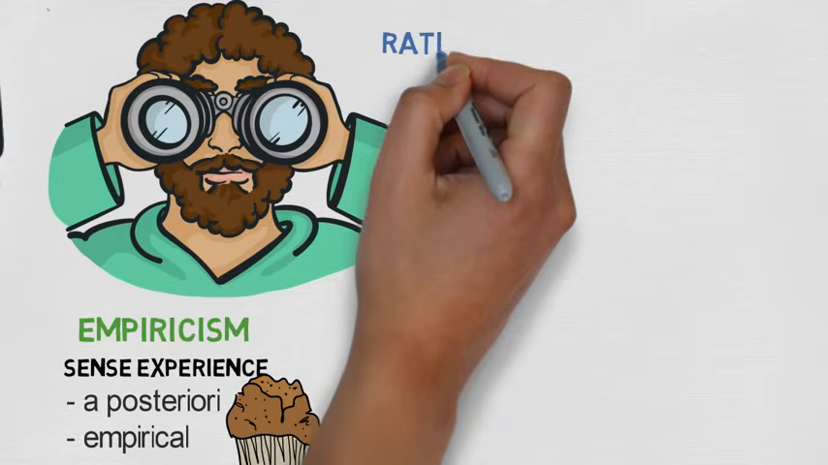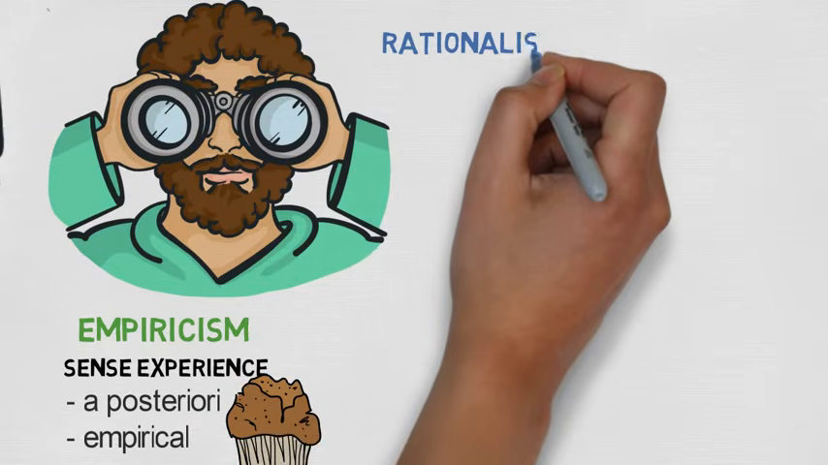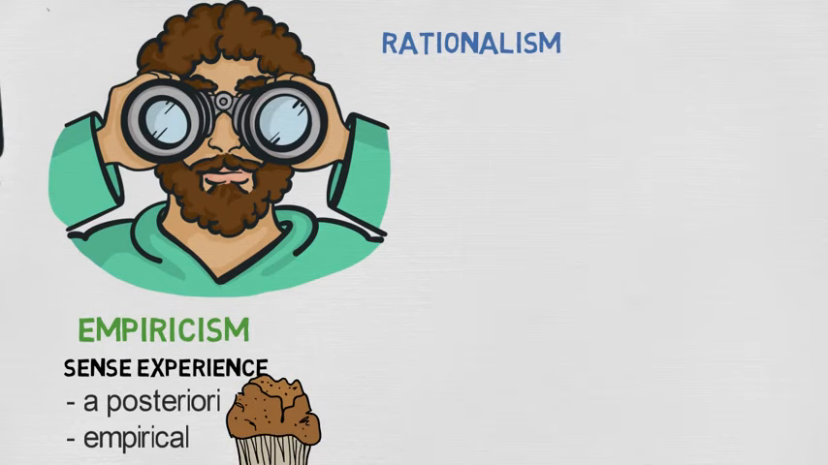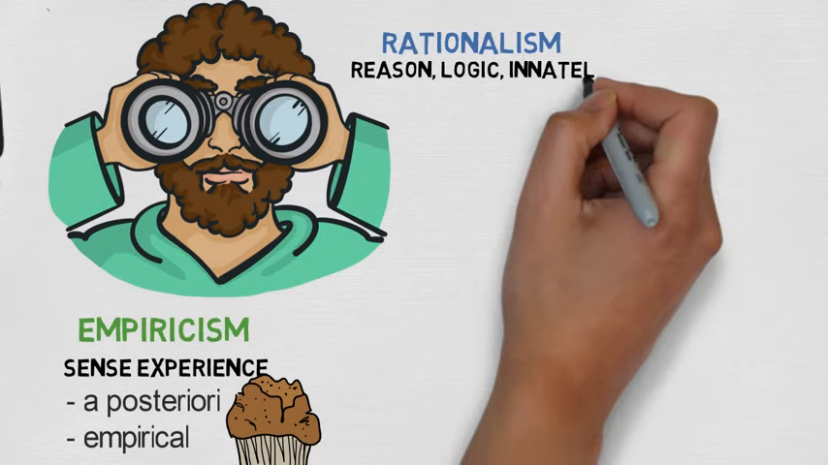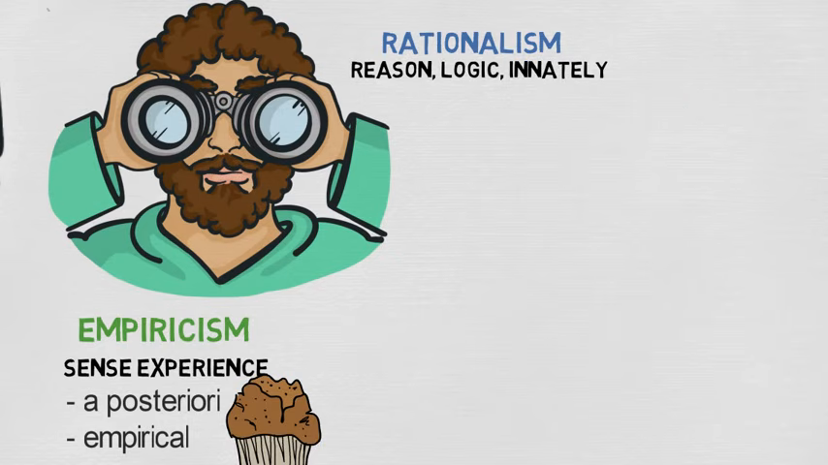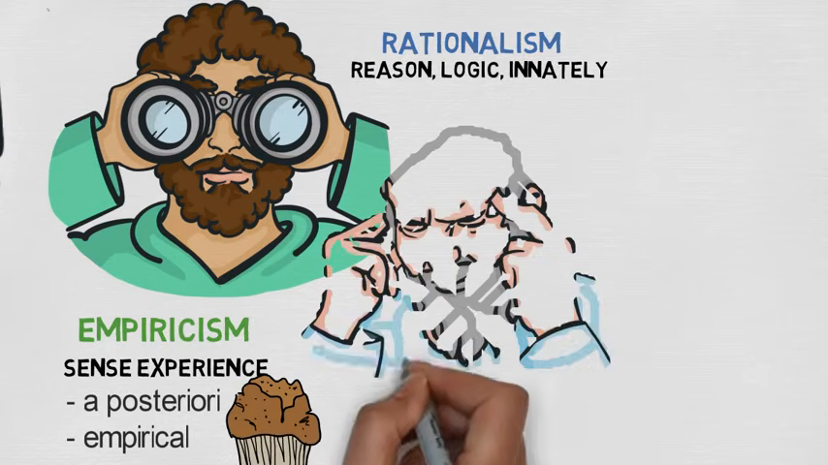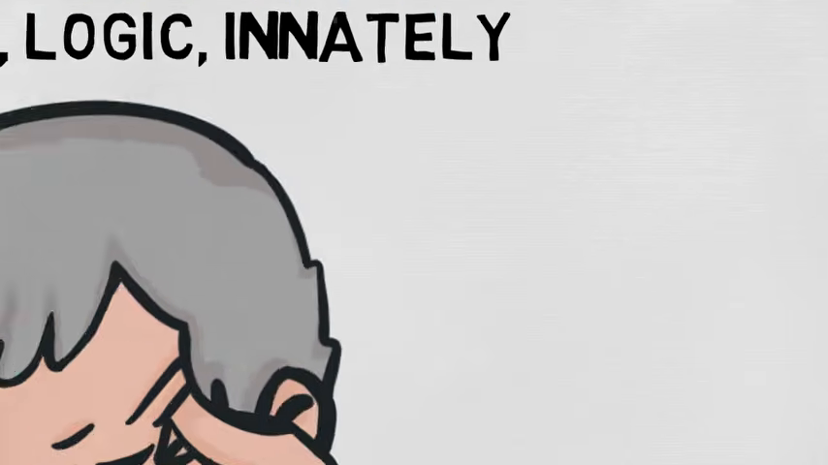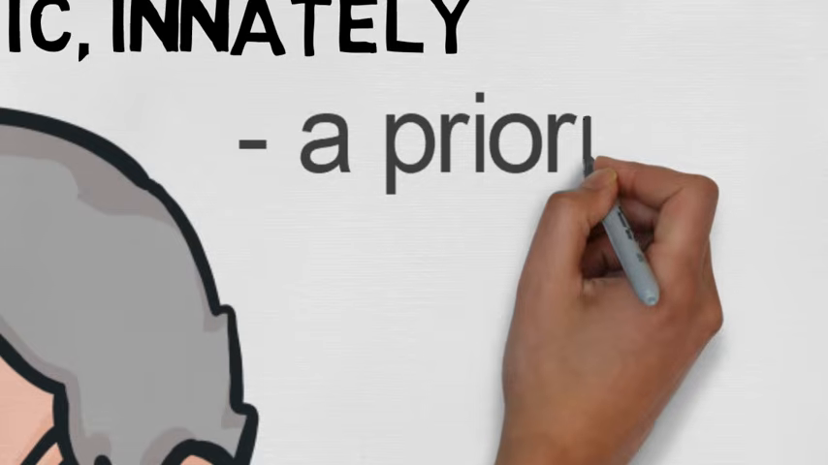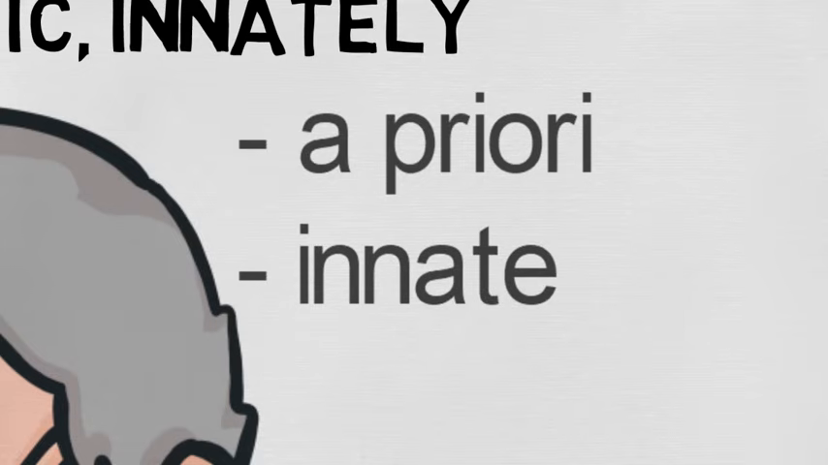The other school of thought is rationalism. Now, rationalists claim that significant knowledge can be gained without sense experience. That means through reason, logic, or innately from birth, which is what Plato will be arguing, our first scholar that we'll be looking at. Knowledge gained through reason is called a priori, or innate knowledge. The rational argument used to obtain this knowledge is called an a priori argument.